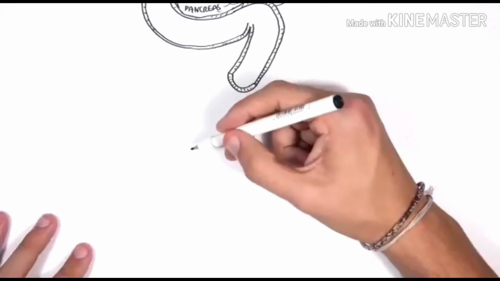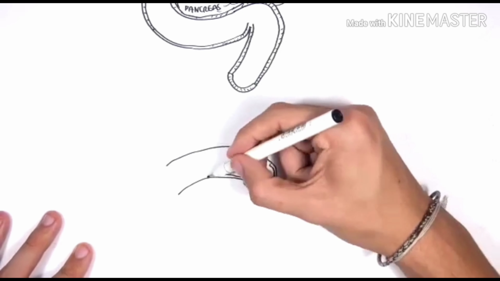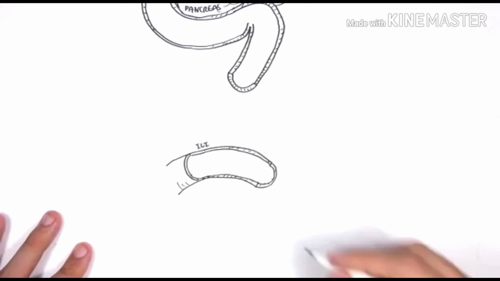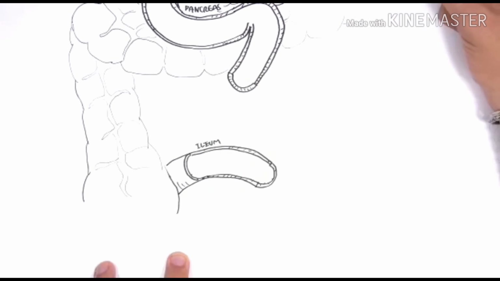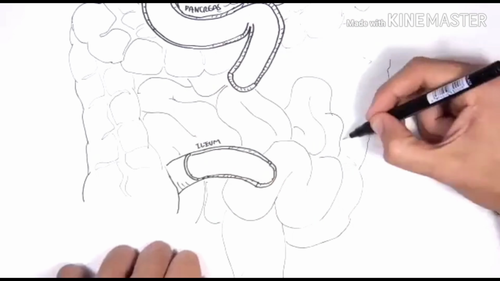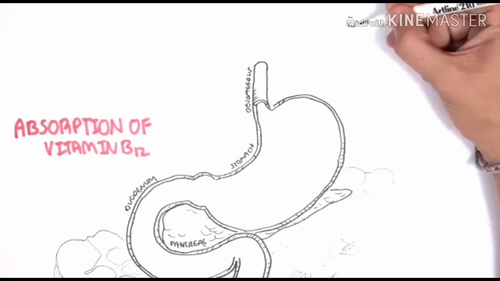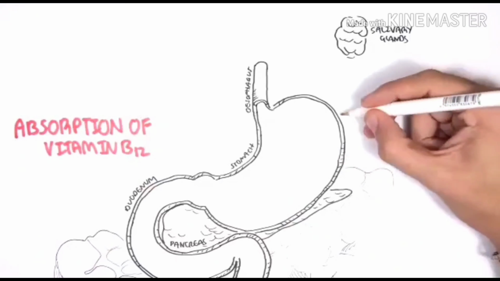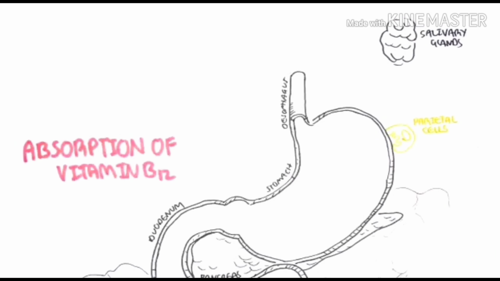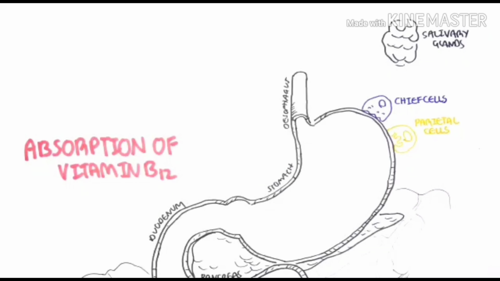The duodenum is further connected to the jejunum. Jejunum is further connected to the ileum. Ileum is connected to the large intestines, which we are not going to discuss much in this video. The other important parts of the digestive system are salivary glands, parietal cells and chief cells. Chief cells produce the pepsinogen and parietal cells produce the hydrochloric acid.